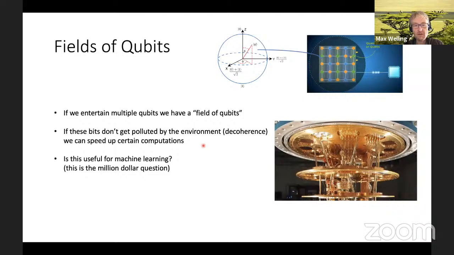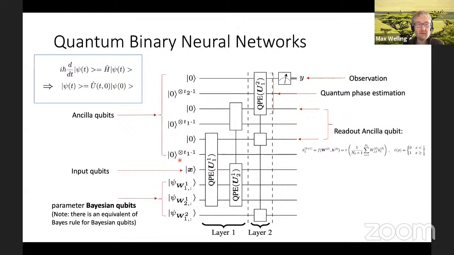What's really important is that when you do these calculations, the environment doesn't pollute these qubits, because as soon as they get entangled with bits in the environment, the whole computation becomes classical again. And that's what we don't want. That's why these things have to be super cold and very complicated. The question remains whether all of this is useful for machine learning. What we did in order to make a beginning to answer this question is to say, all right, let's think about a quantum computer and a deep learning architecture and combine these things.